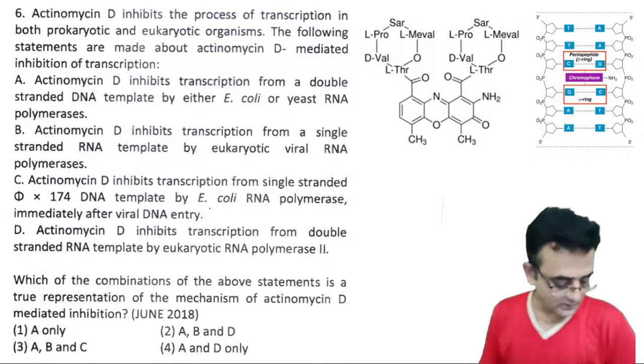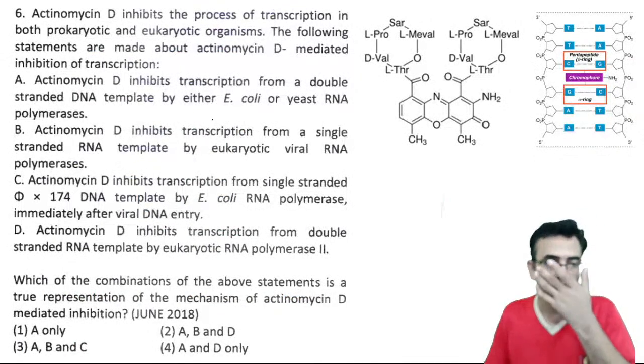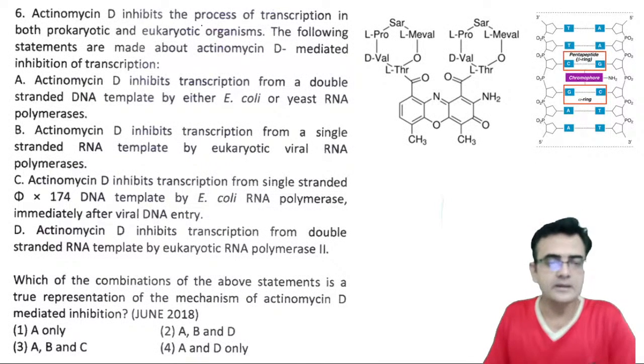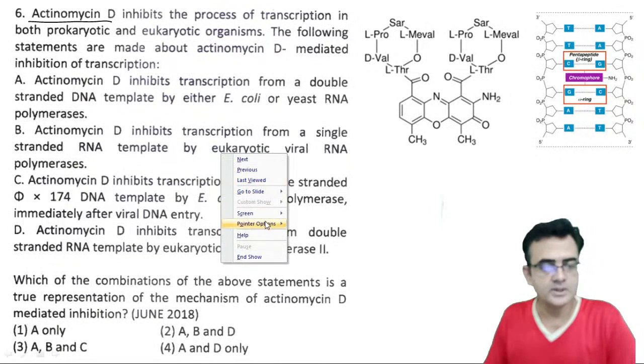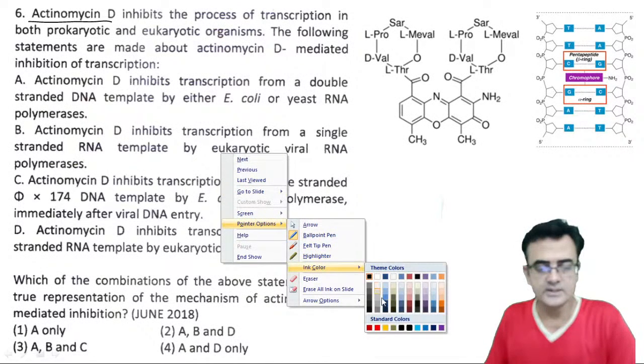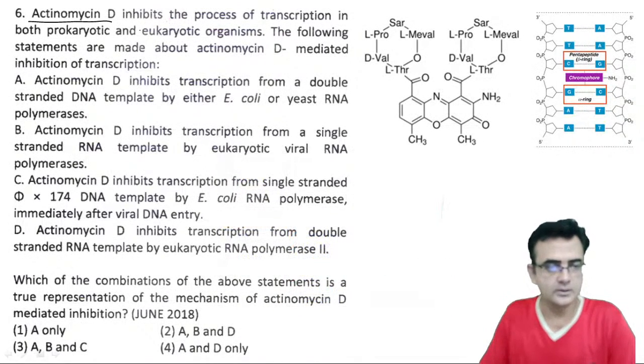So now the third question. Actinomycin D inhibits the process of transcription. Actinomycin D is an antibiotic. It inhibits the process of transcription in both prokaryotes as well as eukaryotes, right? Okay, so both prokaryotic and eukaryotic transcription are affected, okay?